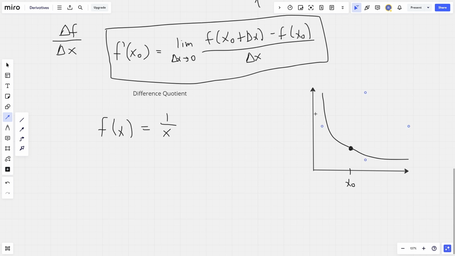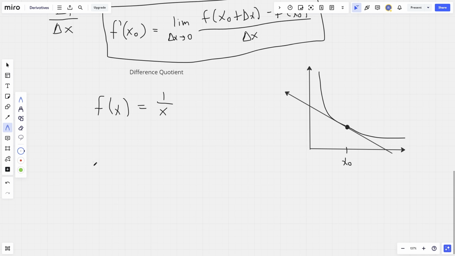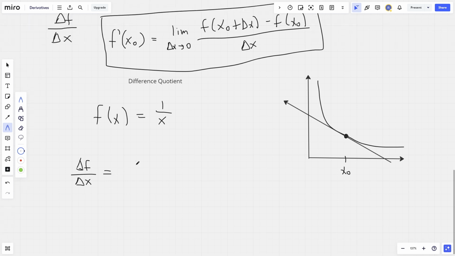The tangent line will look something like this, right? If you remember from before, the derivative is simply delta f over delta x. So in this case, if we plug it into this difference quotient, f of x0 plus delta x is just 1 over x0 plus delta x, and this is just 1 over x0, all of that over delta x, right?